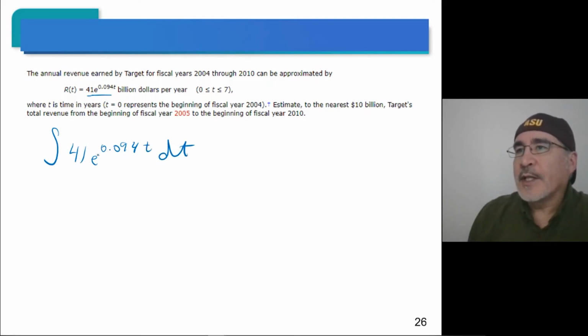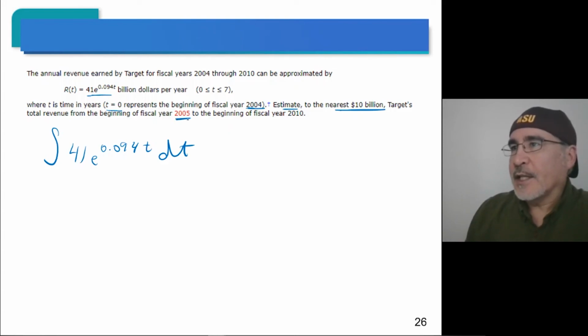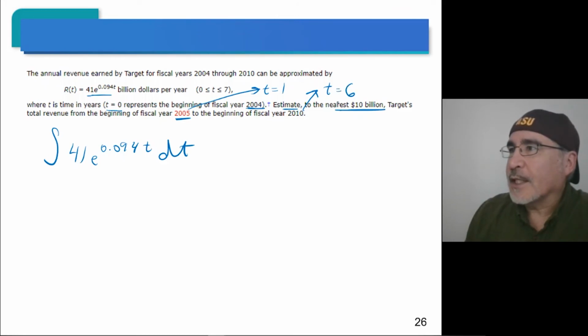Okay, so you could do the integration. What we're doing is t equals 0 represents 2004, looking for an estimate, and we're going to round it to the nearest 10 billion. We're starting in year 2005, and again, that will change for you. So what is 2004 to 2005? That's 1. So if that's t equals 1, what would year 2010 be? That's 2004 to 10, that's going to be t equals 6. So our limits of integration are from 1 to 6.